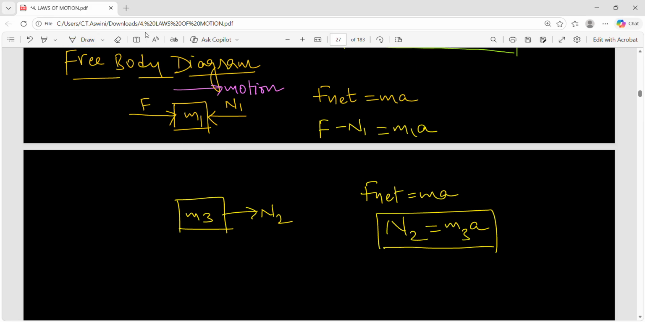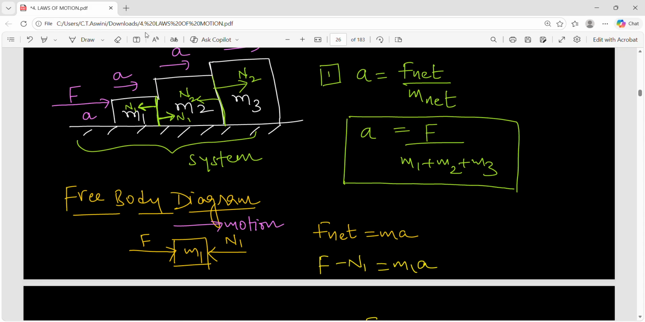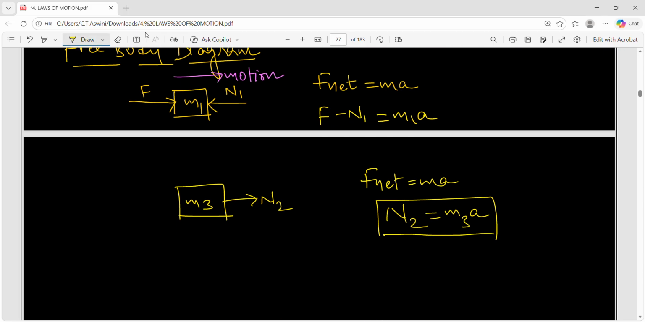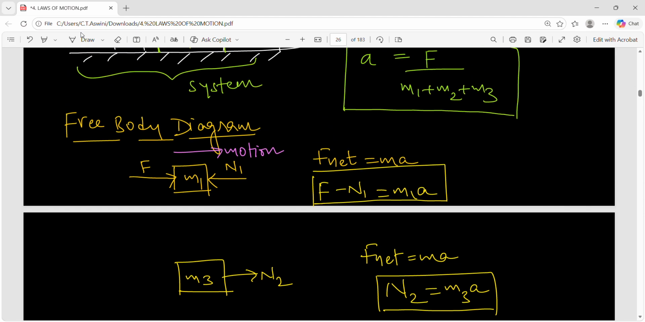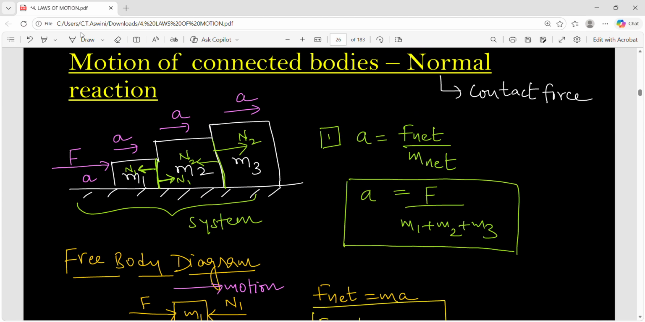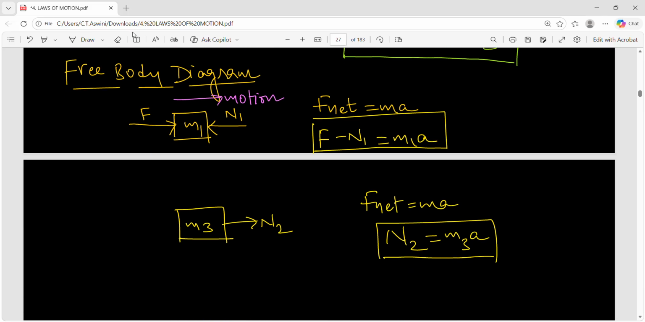And F is given in the question. If it is a problem, they'll give some data, 10 newtons or 20 newtons. F value will be given. So, if you substitute that, here you can find out N1 value as well. So in order to find the normal reaction, construct the free body diagrams for each mass. Write the equations using F net is equal to ma, simplify them, you'll get the answers. So just recollect once what we have discussed. Clear? Fine.